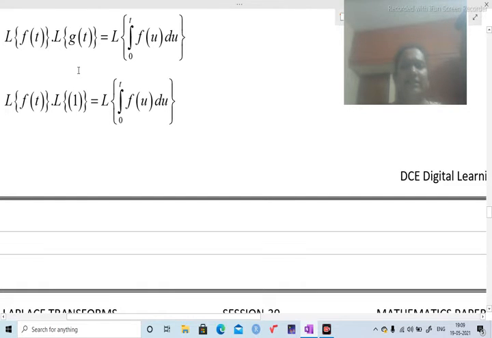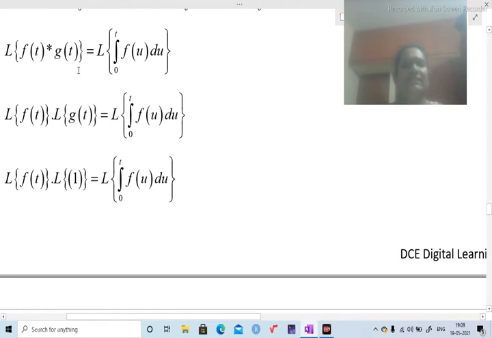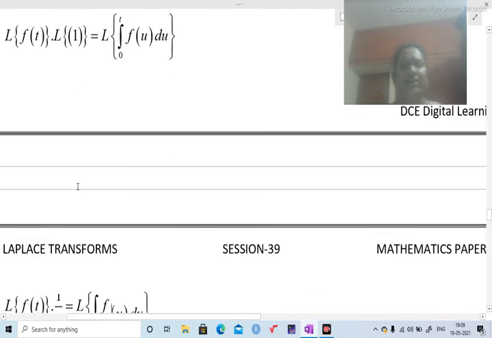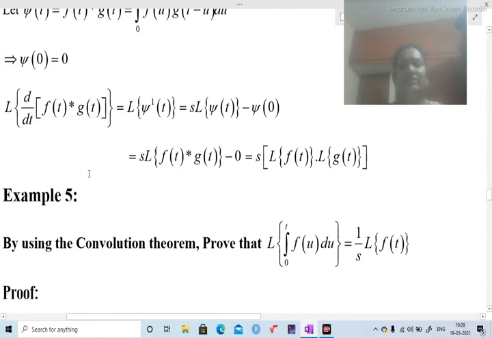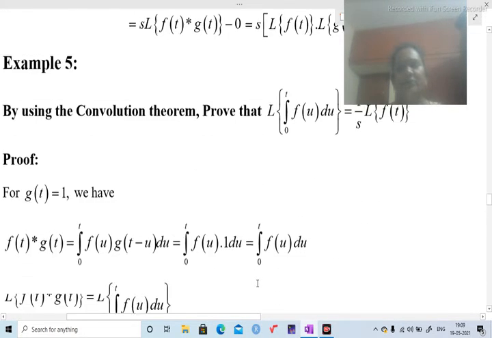Here g of t is 1. That means L of 1 is 1 by s. Therefore, the required equation is proved.